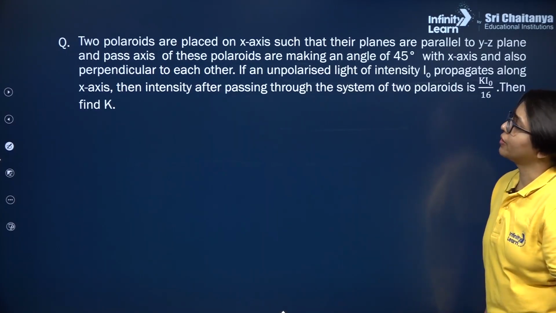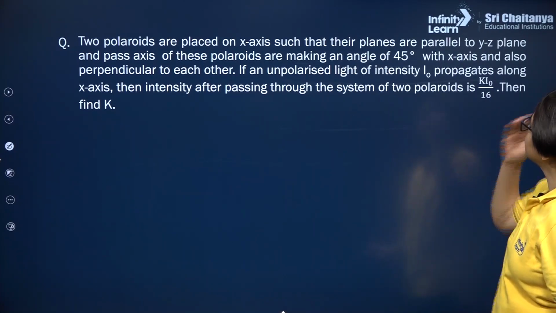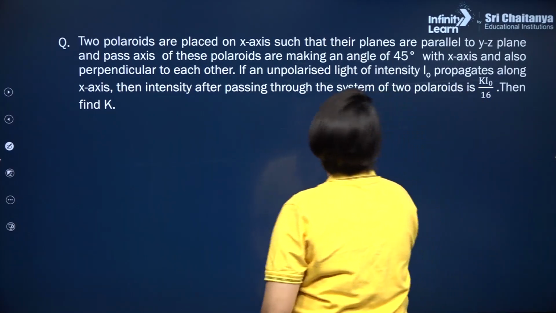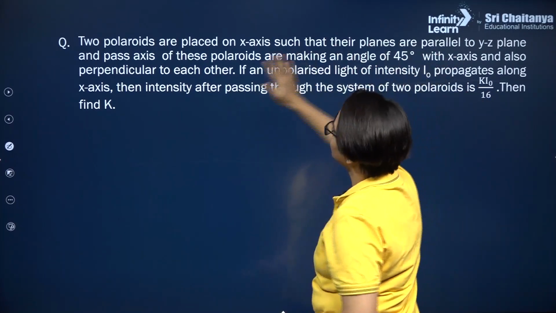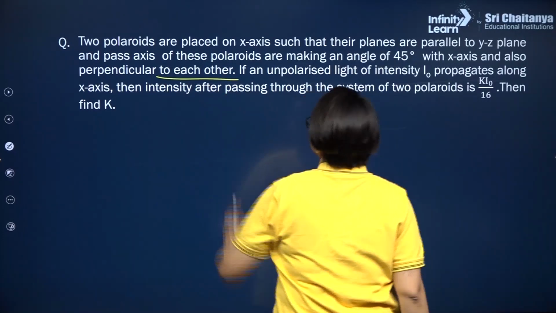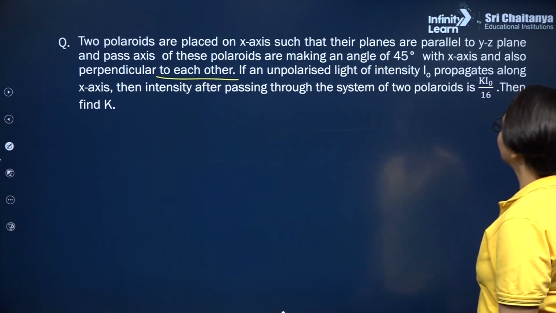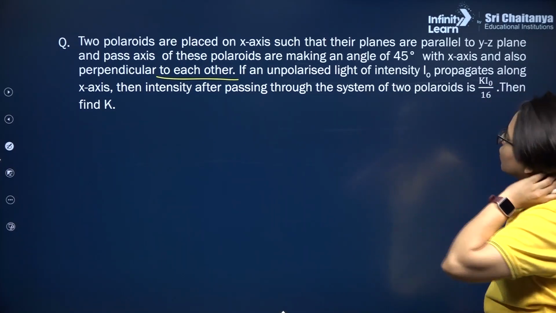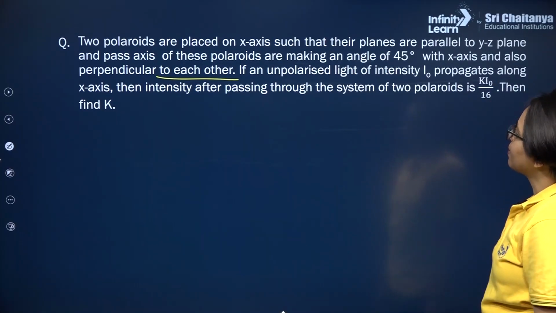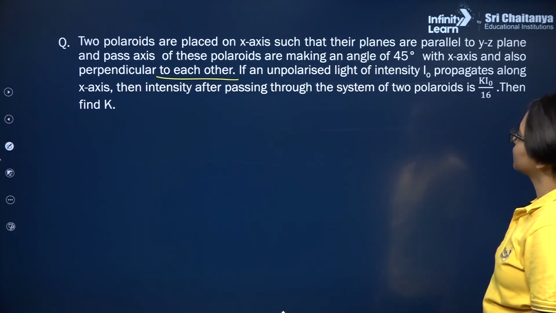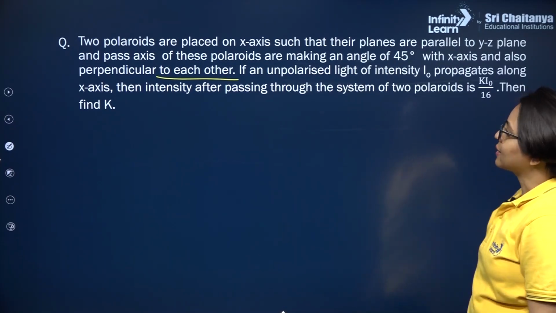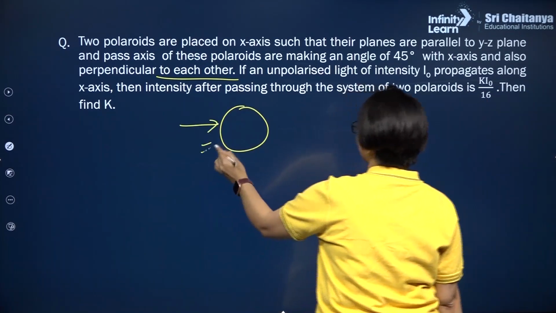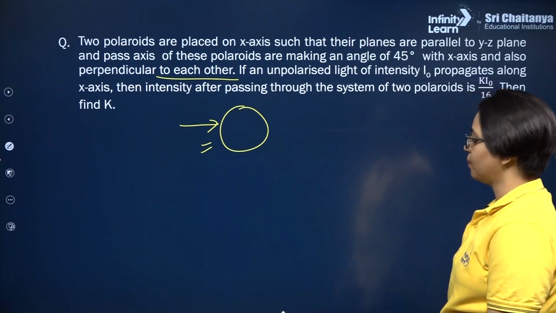Next is, two Polaroids are placed on the x-axis such that their planes are parallel to the yz plane and their pass axes are making an angle of 45 degrees with the x-axis and are also perpendicular to each other. So the pass axes are perpendicular to each other. If unpolarized light of intensity I naught propagates along the x-axis, the intensity after passing through the system of two Polaroids is this much, then the value of K is. Since the axes are perpendicular to each other, intensity through these two Polaroids will be 0, right? So the value of K will be 0.